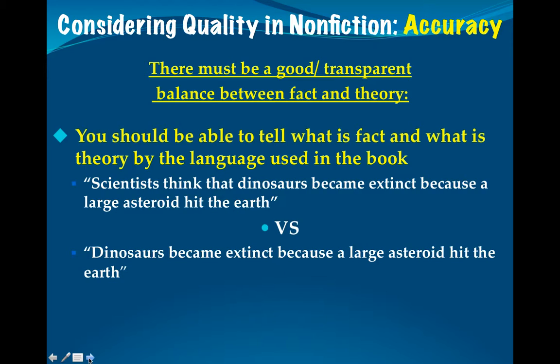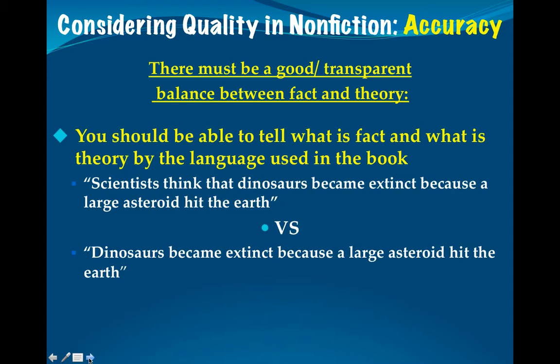Considering quality in nonfiction, there must be good, transparent balance between fact and theory. You should be able to tell what is fact and what is theory by the language used in the book. For instance, scientists think that dinosaurs became extinct because a large asteroid hit the Earth, versus dinosaurs became extinct because a large asteroid hit the Earth.